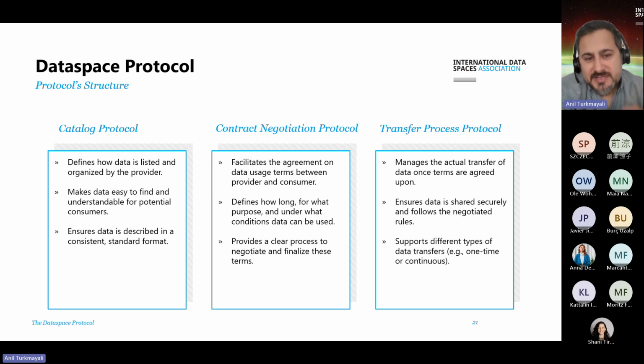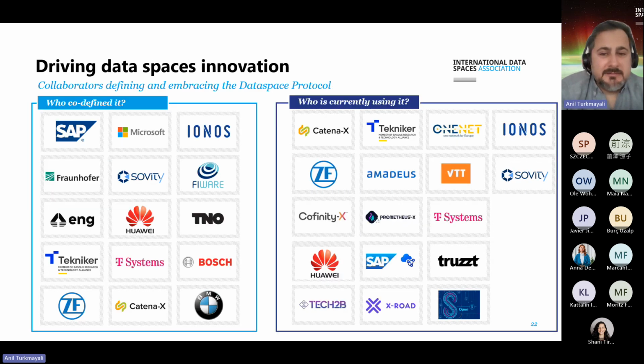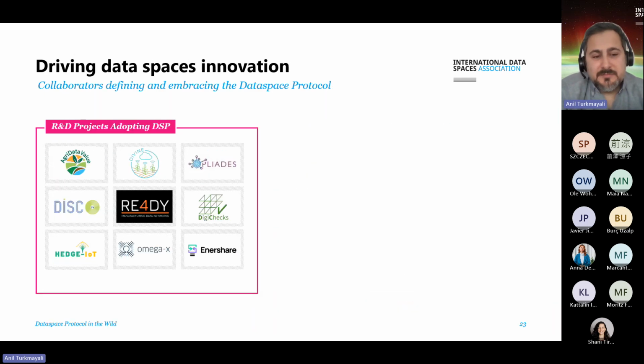And then comes the contract negotiation protocol, where the parties, the data providers and consumers, negotiate the usage terms of the data sets that will be exchanged, that will be shared. And then the transfer process protocol comes in. The parties align on the authentication mechanisms and the data transfer types and so on, where the data transfer happens. So you may think about these three steps as three consecutive steps that happen in every kind of trade or every kind of sharing, and that's what they do.